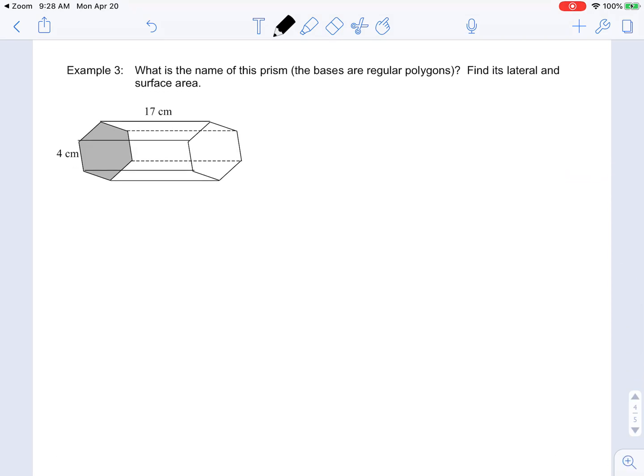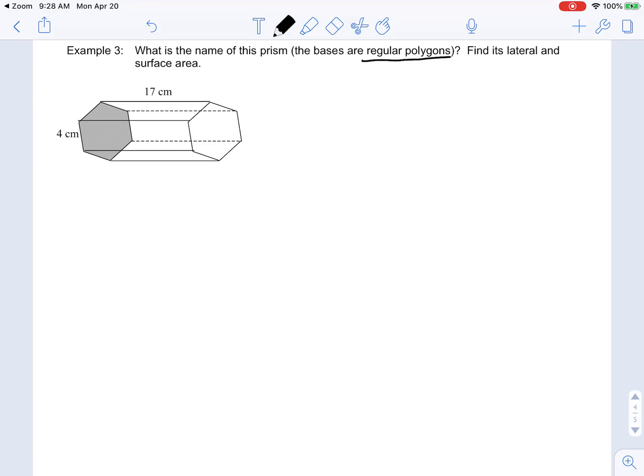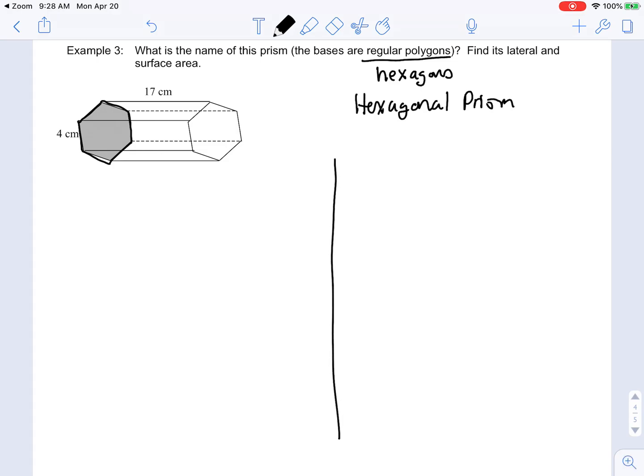As we look at this example, notice the bases. Now, I am telling you here that the bases are regular polygons. And when we count up the surfaces, we can see that there are 1, 2, 3, 4, 5, 6 sides, which means that these bases are hexagons, making this a hexagonal prism. Now, again, we can solve this using two different methods. So method one is that I'm going to find all of the different surfaces, and then method two, I'm going to come back and try to use my formula.